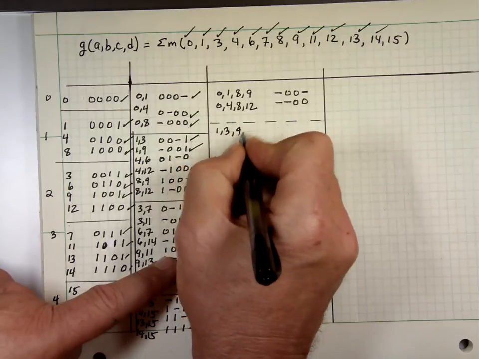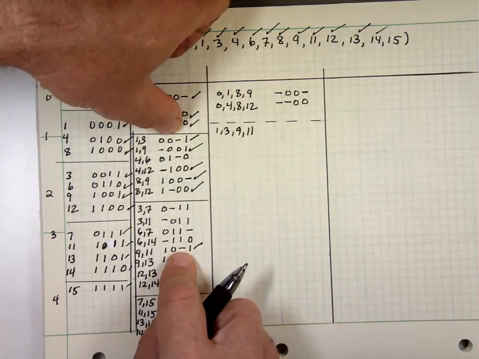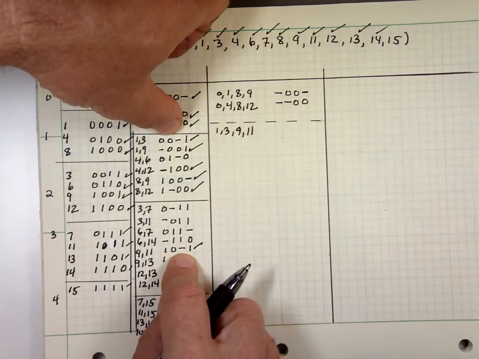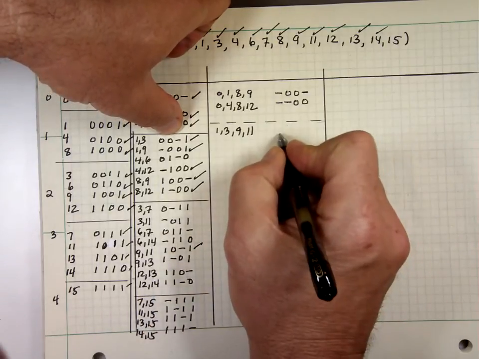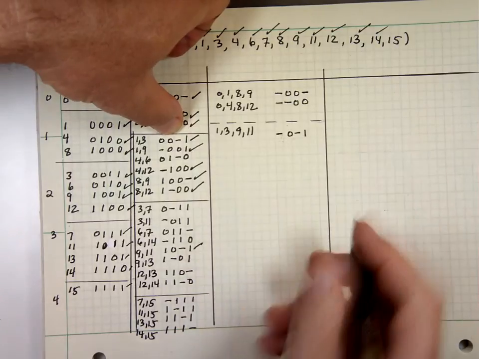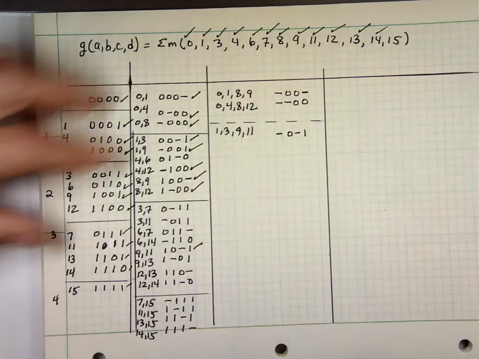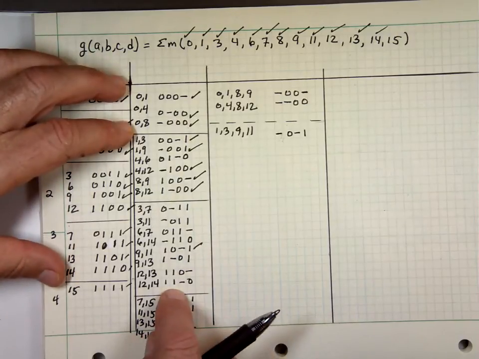This is the 1 and the 3. Check marks again next to each one. 9, 11. Dash, 0, dash, 1. 1, 3, and 12 and 14. Does it match? No.